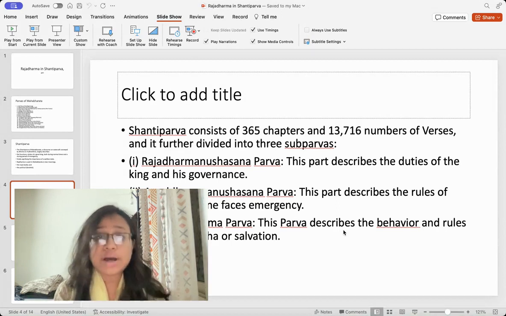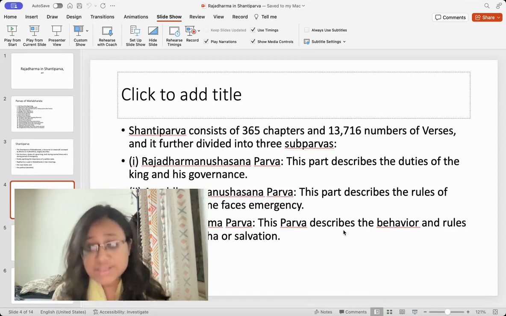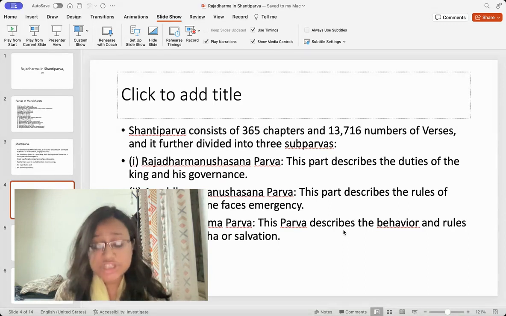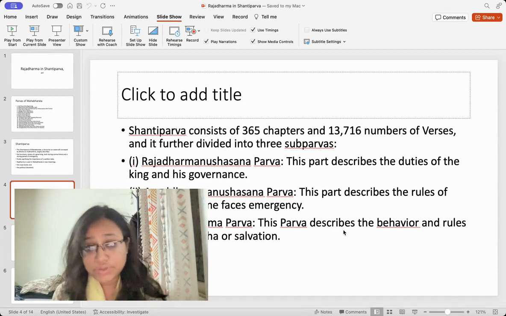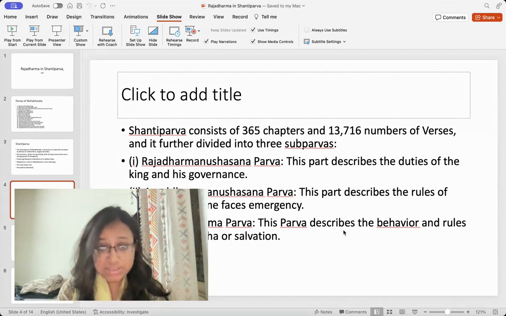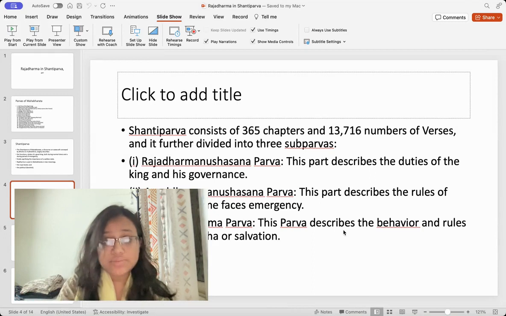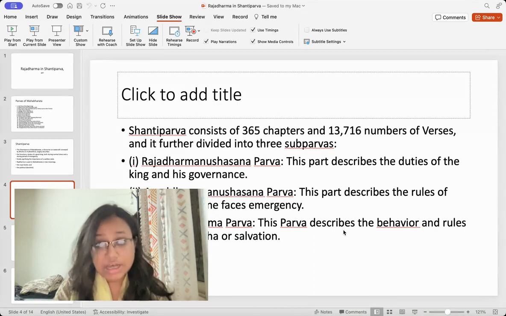And the final subpart of Shanti Parva is the Moksha Dharma Parva. This Parva describes the behavior and the rules to achieve moksha or nirvana or salvation. So these are the three parts into which Shanti Parva is divided, and it is mostly a conversation between Bhishma and Yudhishthira at the end of the war in Kurukshetra.